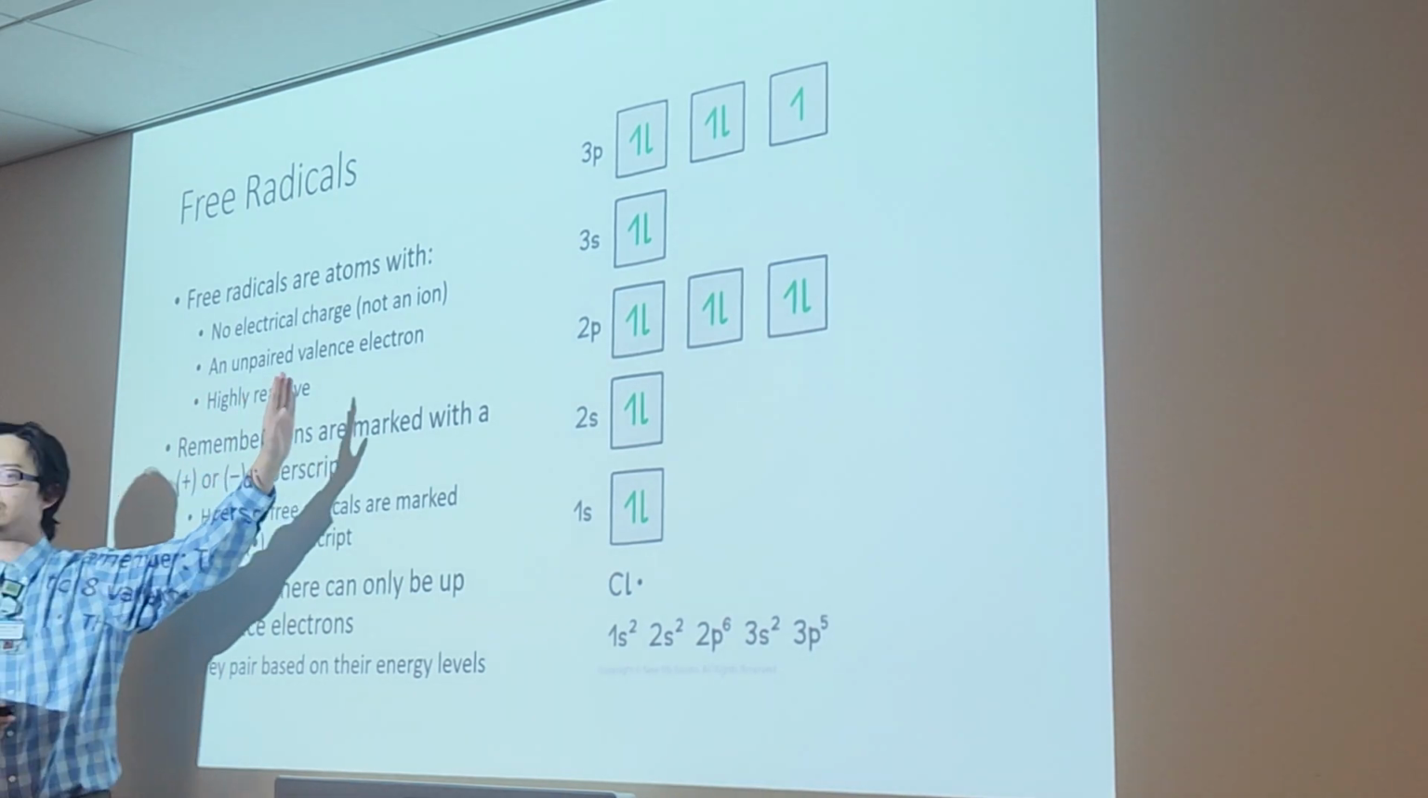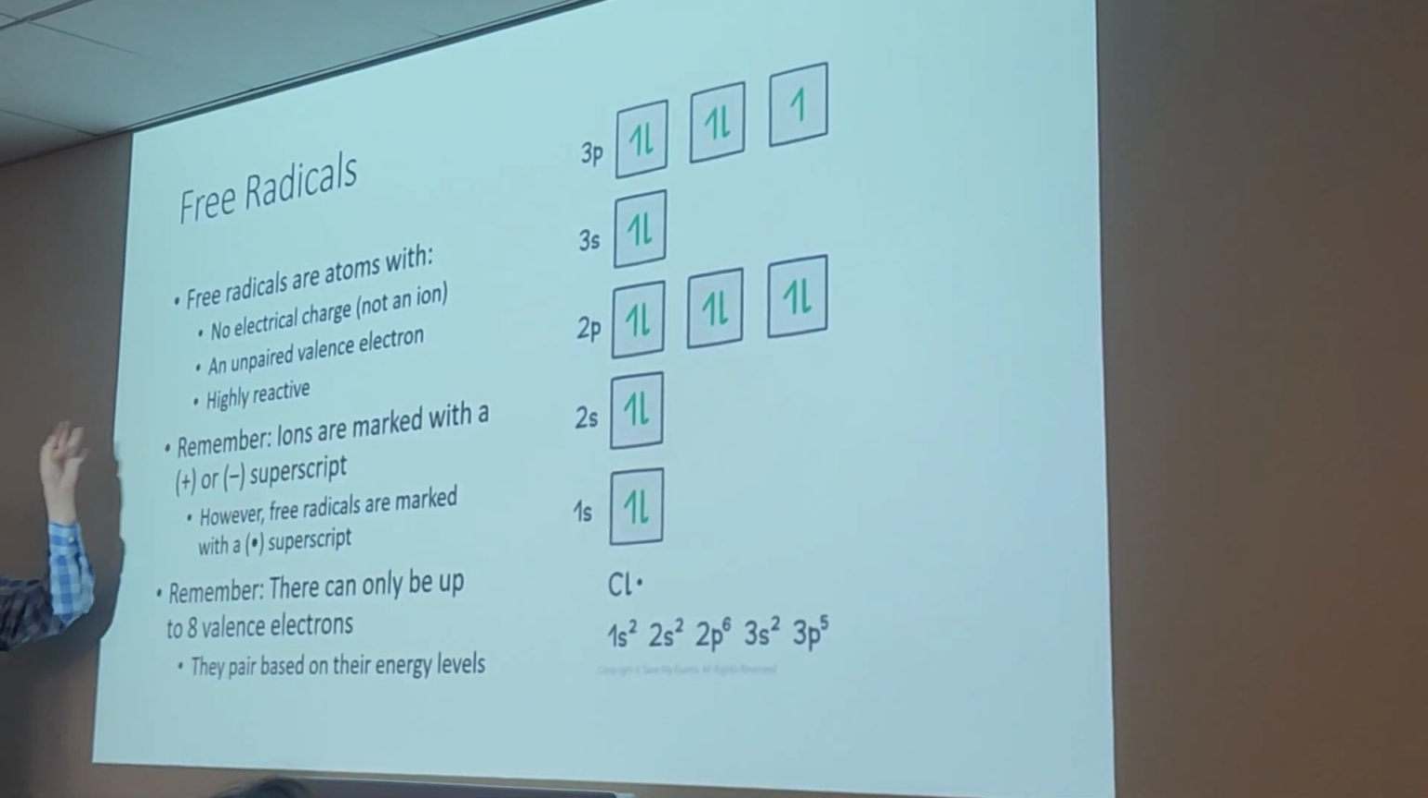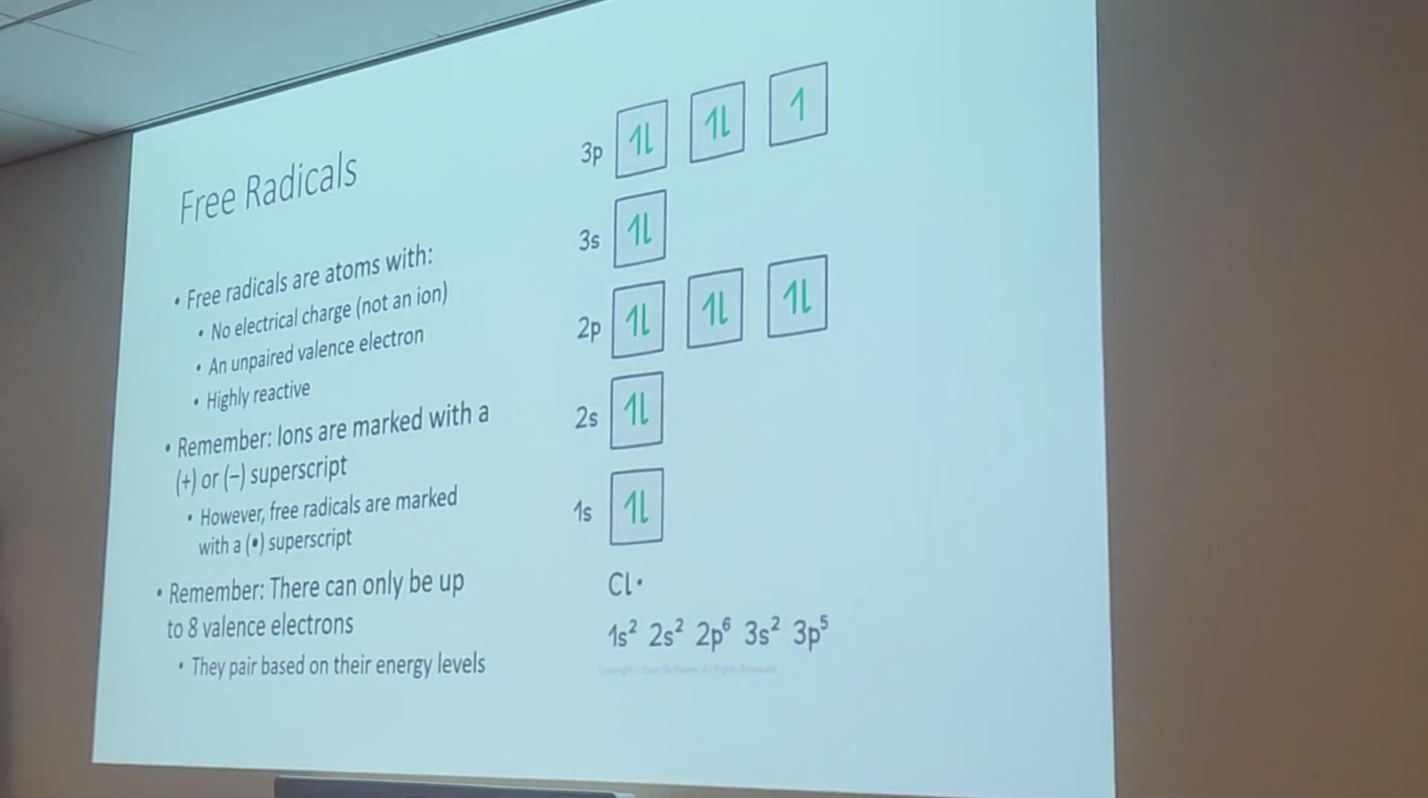These types of atoms or these types of molecules we call free radicals. They really want to fix their outermost shell, and they will attack other atoms and molecules to do so.